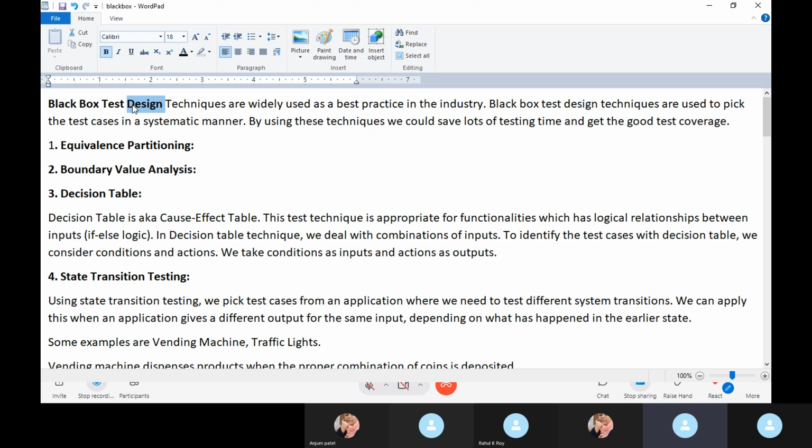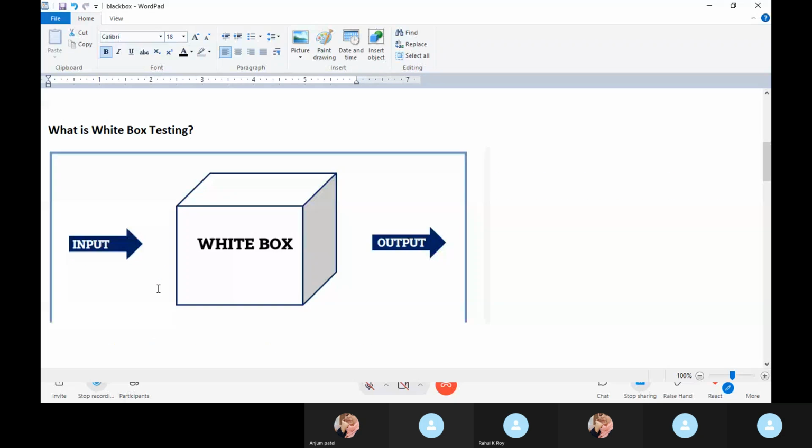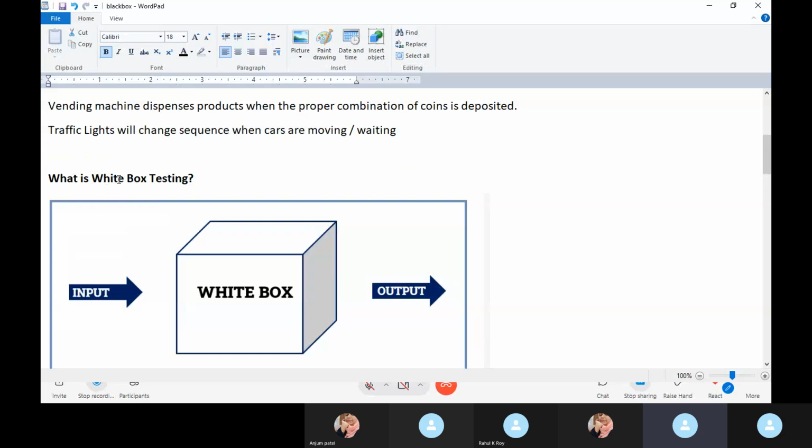Black box test design technique. This has four categories, four types, and we have discussed all these four. In an interview, you can expect the question: what is black box and white box testing? So you have to explain them. First, you have to give the definition, then discuss these four techniques of black box. Then you have to discuss white box technique.